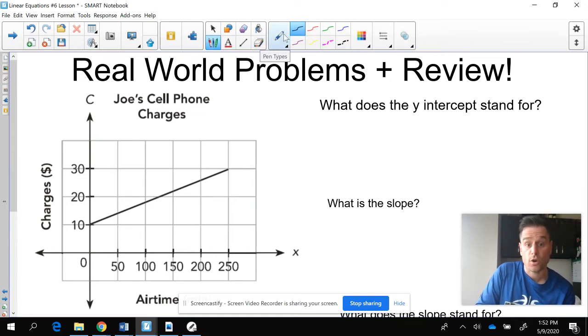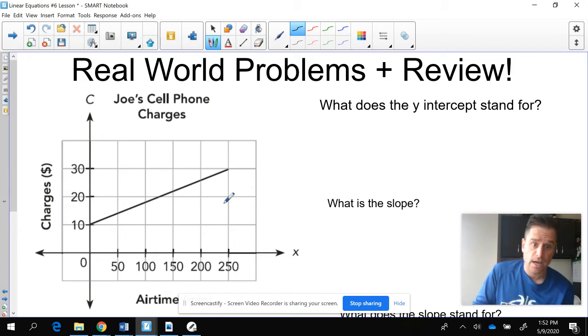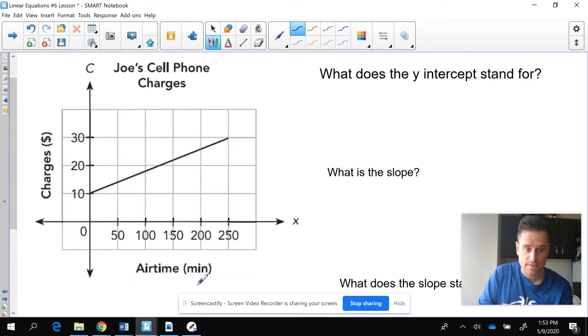So the real world problems with this is, let us take a y equals mx plus b type of equation with a slope, and let's take a look at what these numbers really stand for. So let's take a look here. Our first one says that Joe's cell phone charges are going up, and this has to do with airtime in minutes, and this is the cost for charges. My question for you is, what do you think the y-intercept stands for?